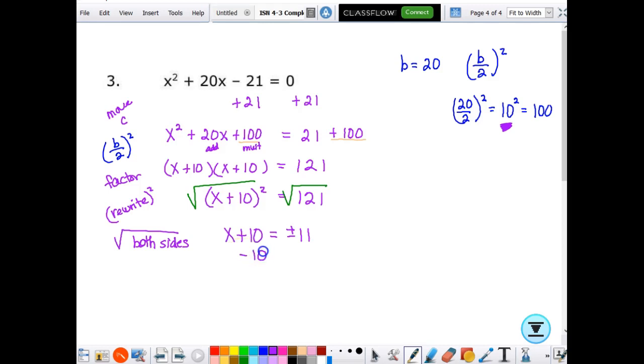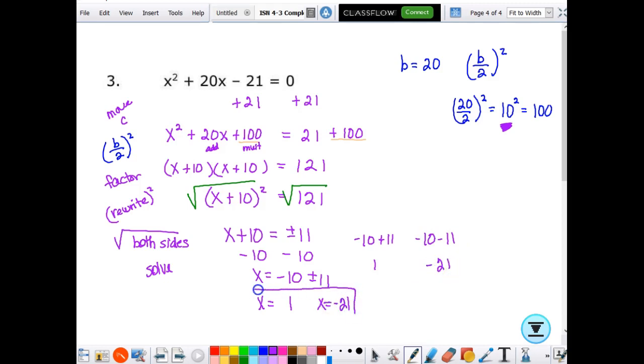Now we're just going to solve, minus 10. So x equals negative 10 plus or minus 11. And so we get negative 10 plus 11 is 1, and then negative 10 minus 11 is negative 21. And bam, we're done. Okay?